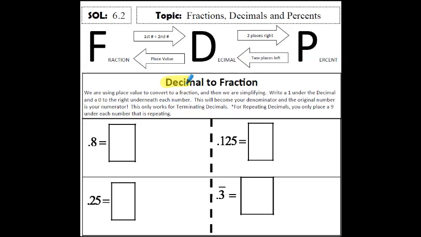Now we are going to convert from decimals to fractions. When we're using place value to convert to a fraction, and then simplifying, we're going to write 1 under the decimal and a 0 to the right underneath each number, and this will become your denominator. The original number is your numerator, and this only works for terminating decimals. For repeating decimals, you only place a 9.